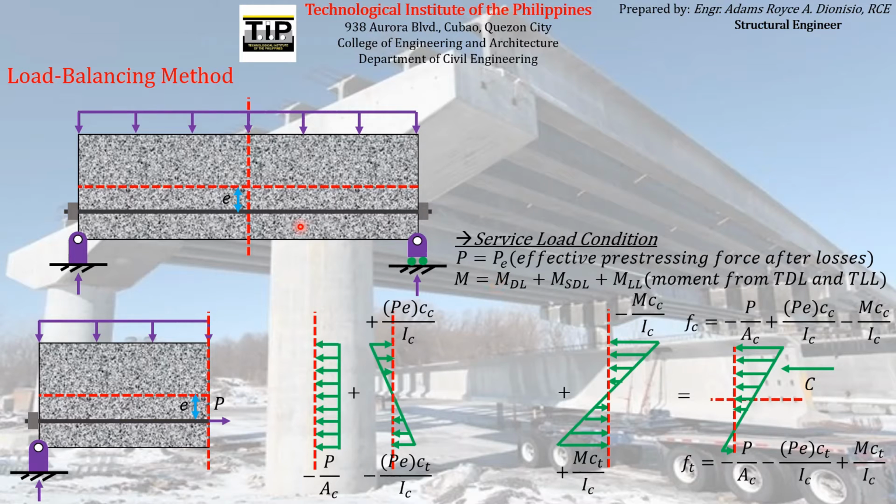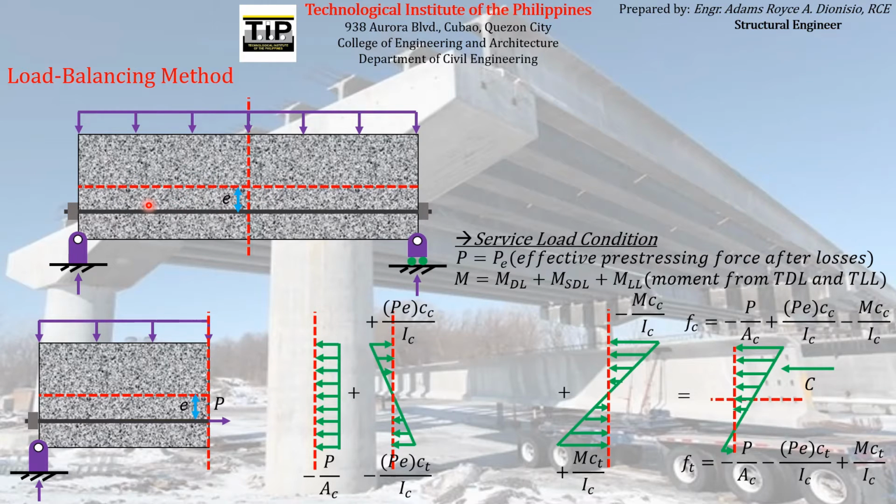So now to illustrate the concept behind the load balancing method, let us consider this concrete beam here that is already subjected to the total service loads that are intended to be carried by the concrete element itself, which are the dead loads, the self-weight itself, the superimposed dead loads, and the live loads. And we know for a fact that those loads imposed on this concrete element will produce bending moments all throughout the length of the concrete beam, especially in the case of a simply supported beam.